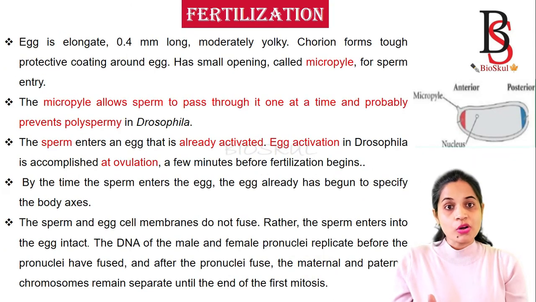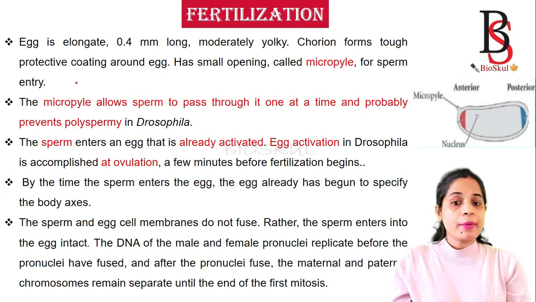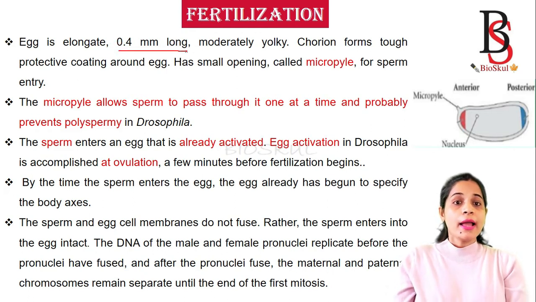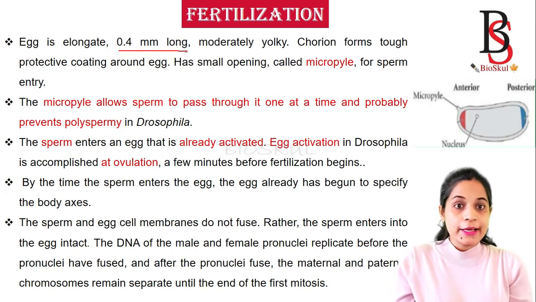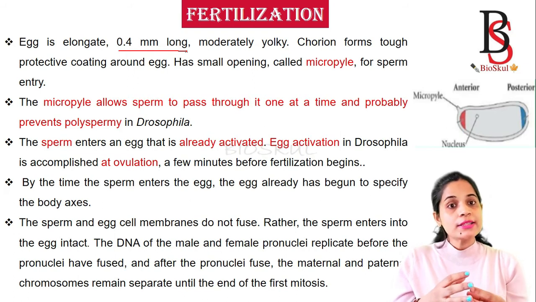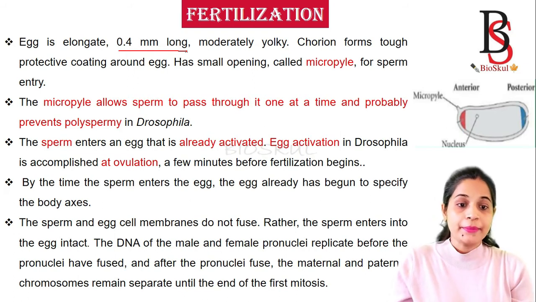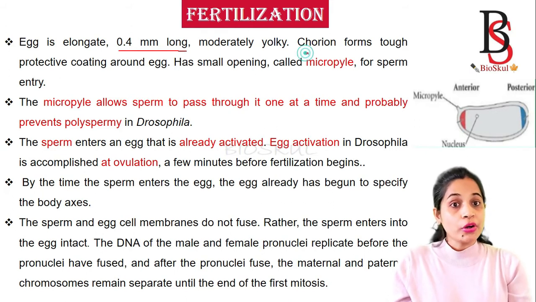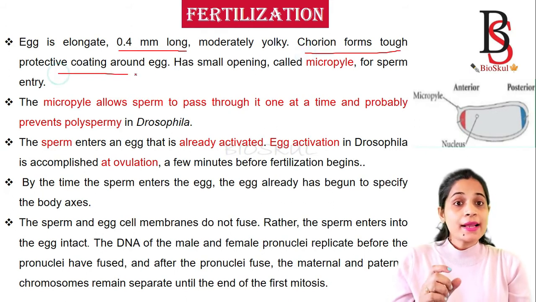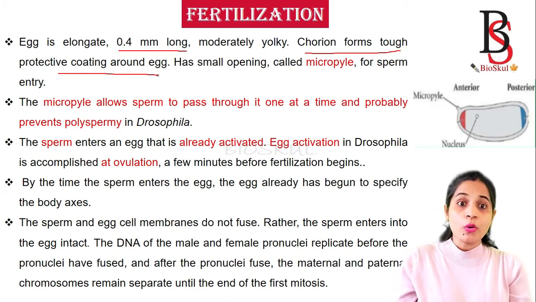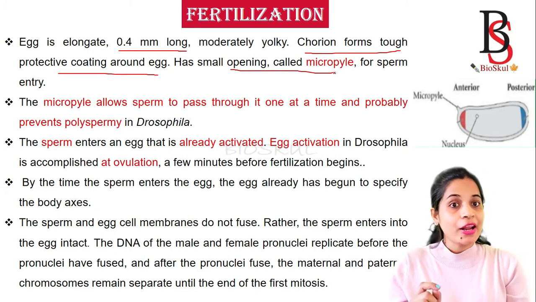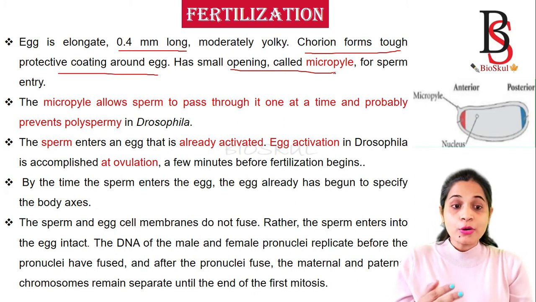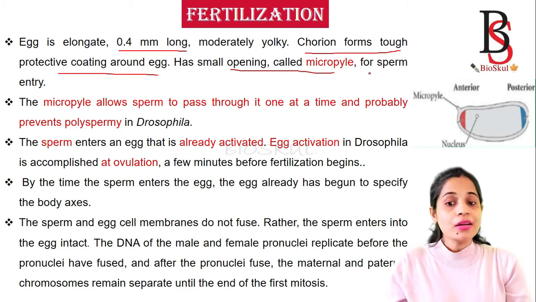So now we'll focus on the fertilization of Drosophila. The egg is elongated, about 0.4 mm long, and you know that in most insects the eggs are centrolecithal eggs. Centrolecithal eggs means the yolk is deposited in the center of the egg. The chorion forms the outer protective coating around the egg, and in the Drosophila egg you will find a small opening known as the micropyle, which is present at the anterior end of the egg, and through the micropyle the sperm enter into the egg.